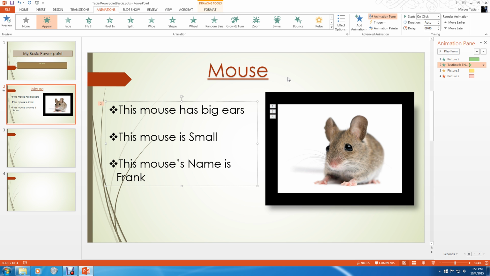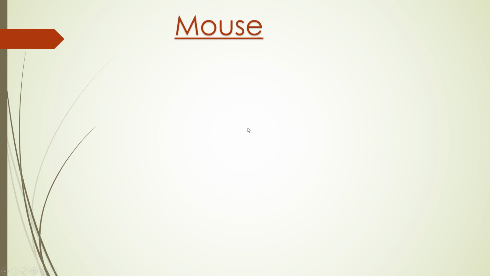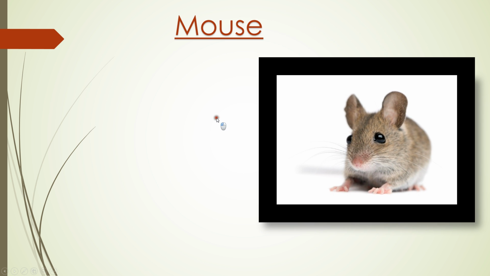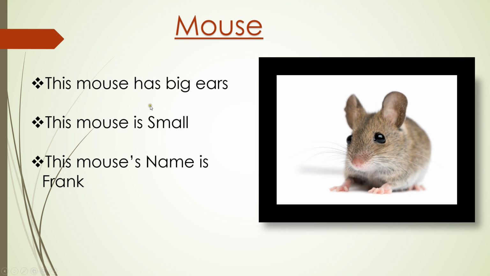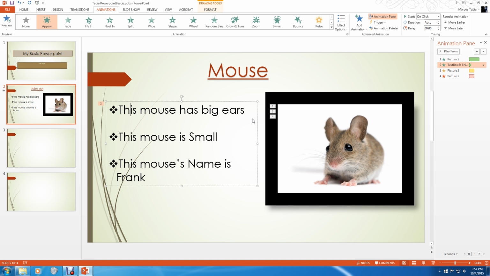So let's see what that looks like now. Here's my slideshow. I click to go to the next slide. I click for my mouse to appear. I click again. And there we go. My text shows up exactly when I want it to. Now while I'm describing this mouse, I'm going to click, draw emphasis to the picture, and then my mouse is going to disappear off the screen. So that's exactly what I wanted.